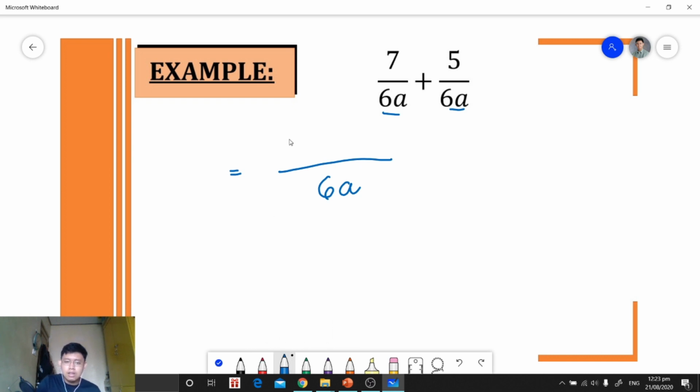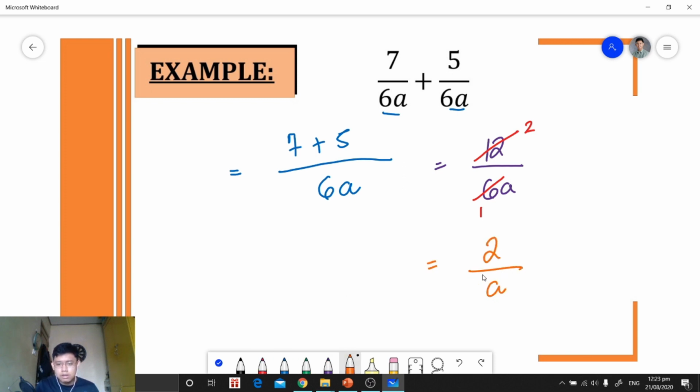So let's add 7 plus 5. Simplifying this, we will have 12 over 6a. Now, third step is for us to simplify if possible. Knowing that 12 and 6 can be simplified, let's cancel 12 and 6. So 12 will become 2 and 6 will become 1. So our final answer will be 2 over a. So box your final answer.